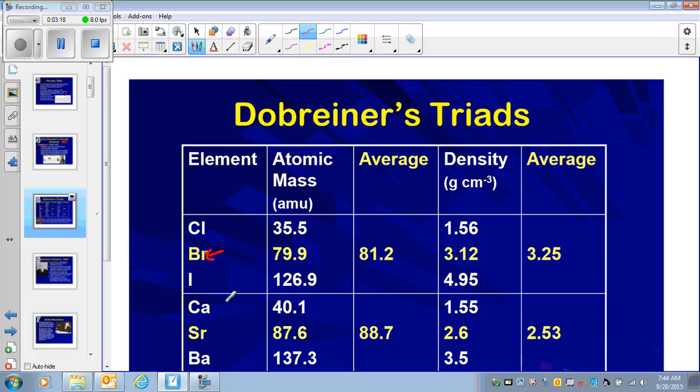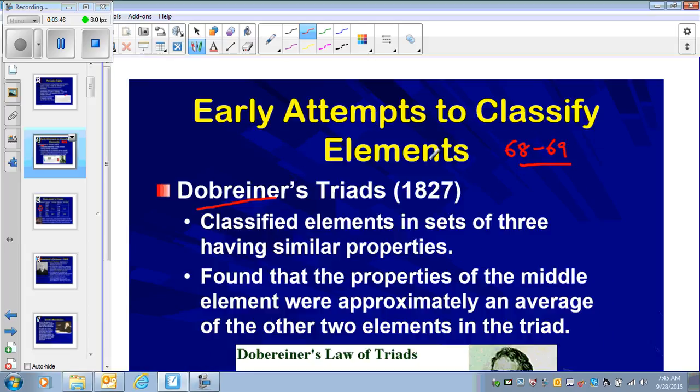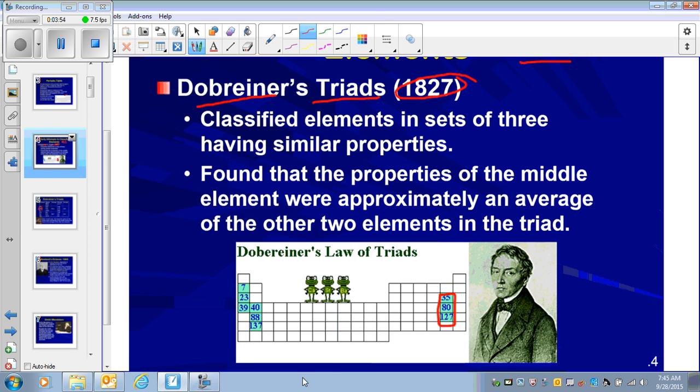So he arranged the known elements at that time, and keep in mind that we did not know all of the elements that we know today at that time. Whatever he knew, he started putting together in sets of three, based on the concept that the middle element has properties, atomic mass, and density that are an average of the properties of the other two elements. So we call it a set of triads. Dobereiner's triads happened in 1827, and this is how it looked.